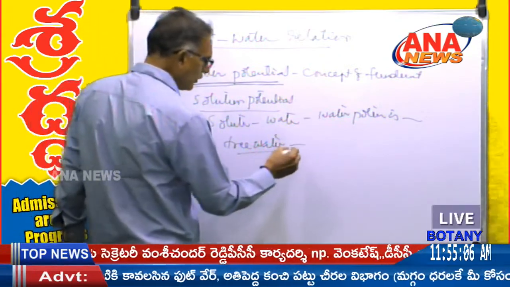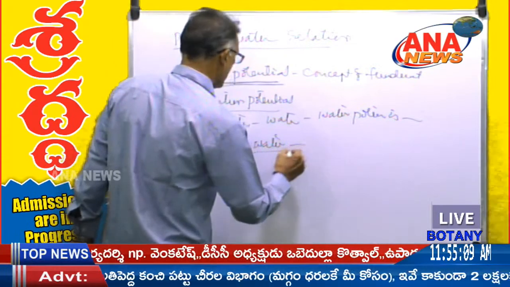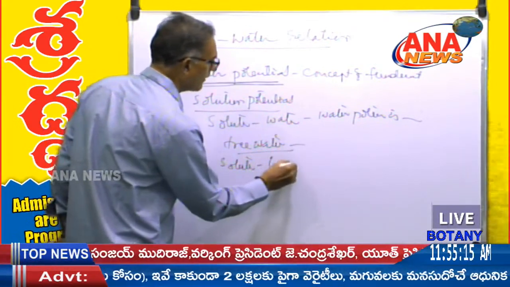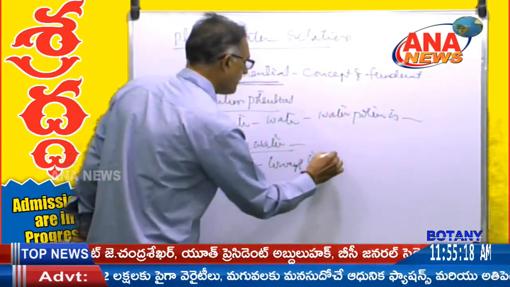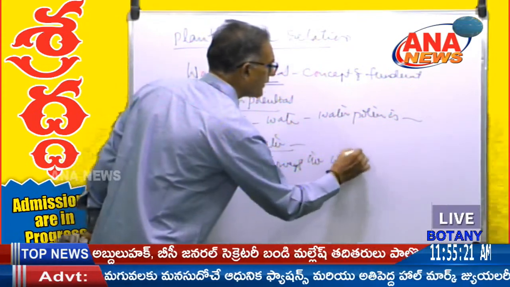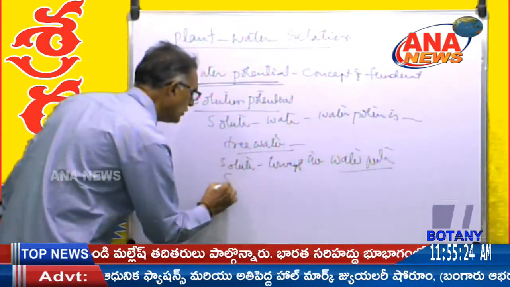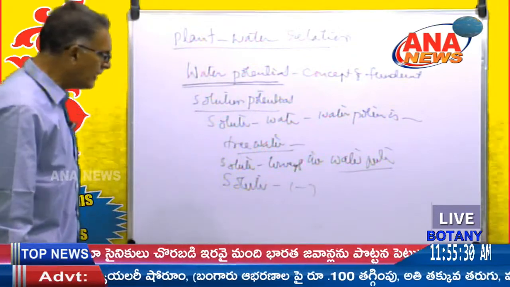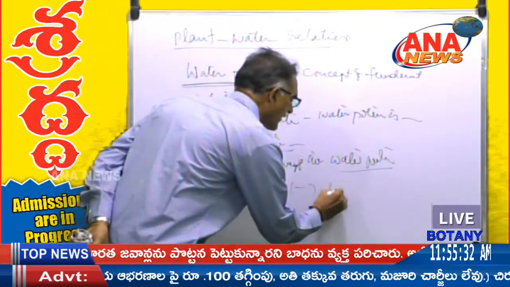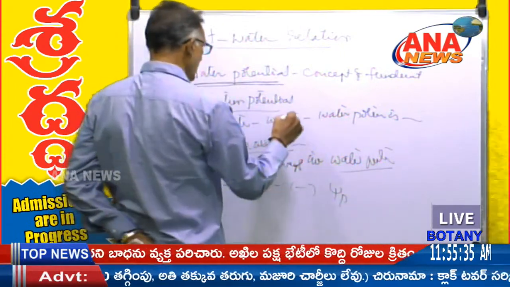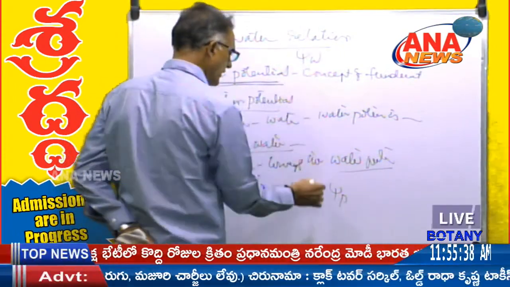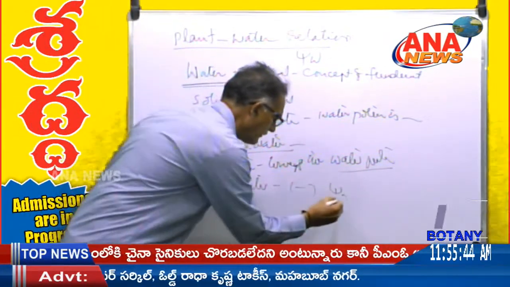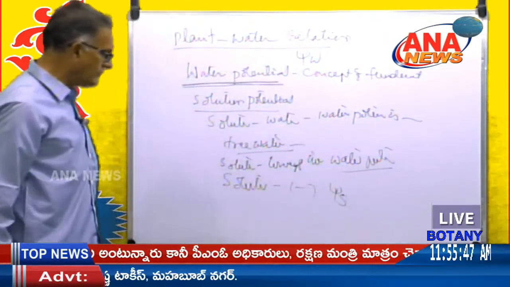The magnitude by which the water potential is lowered is called solution potential. So the solute which lowers the water potential, that is called solution potential. Solution potential is always negative. Water potential is denoted as psi w. The solution potential is denoted as psi s.